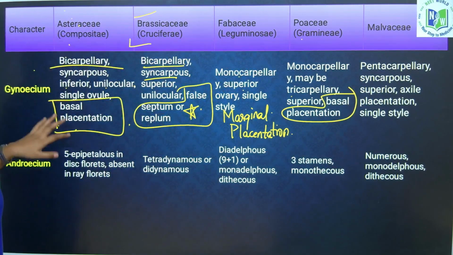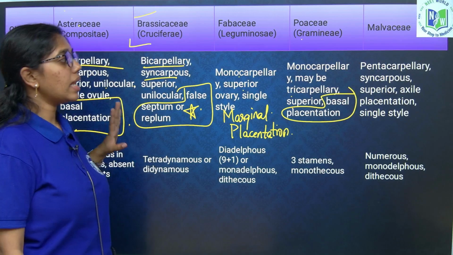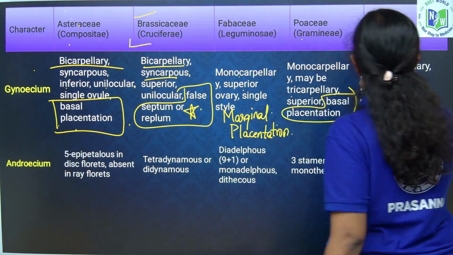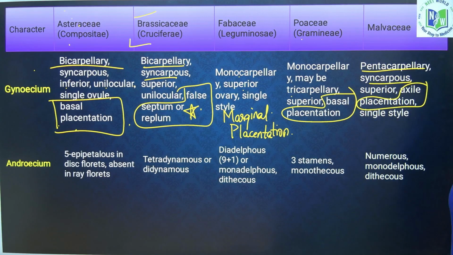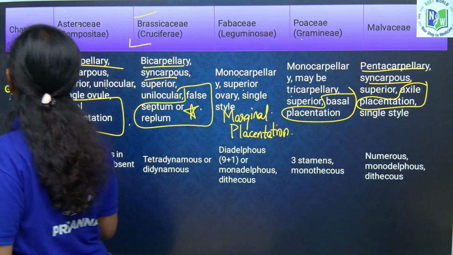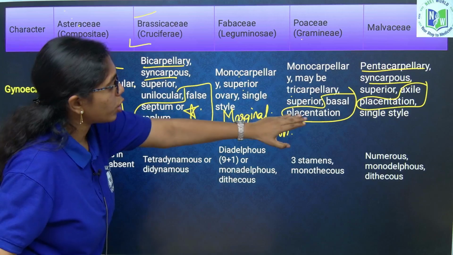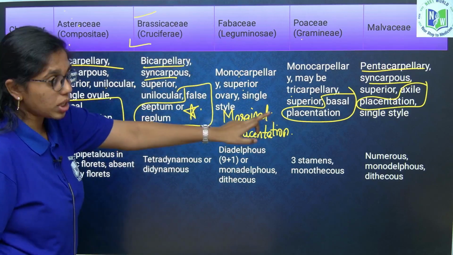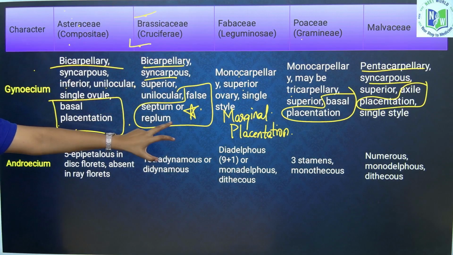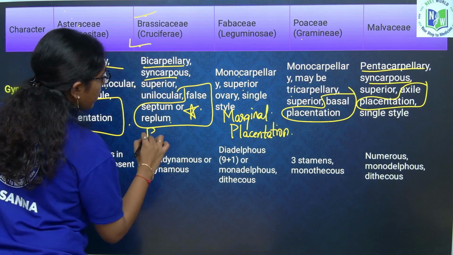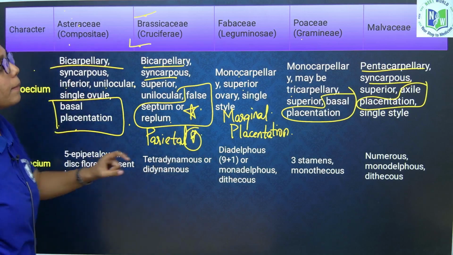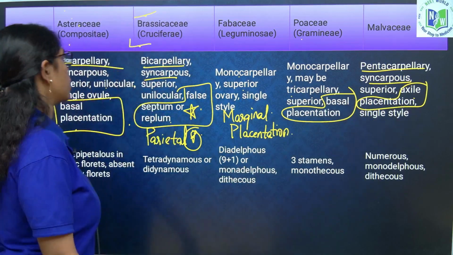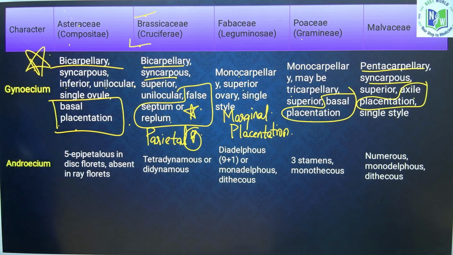Next, Poaceae members, it is monocarpellary or sometimes tricarpellary, superior ovary with basal placentation. Poaceae and Asteraceae members are having what placentation, beta? Basal placentation. Malvaceae members, they are pentacarpellary, superior with axile placentation. What placentation do they have? Axile placentation. So yes, if you look here clearly, what you have to remember: Asteraceae, Poaceae members showing basal placentation, Fabaceae marginal placentation, Brassicaceae with false septum, bilocular, this will show parietal placentation. It will show what? Parietal placentation. Malvaceae is showing axile placentation. These are the important things you have to remember.